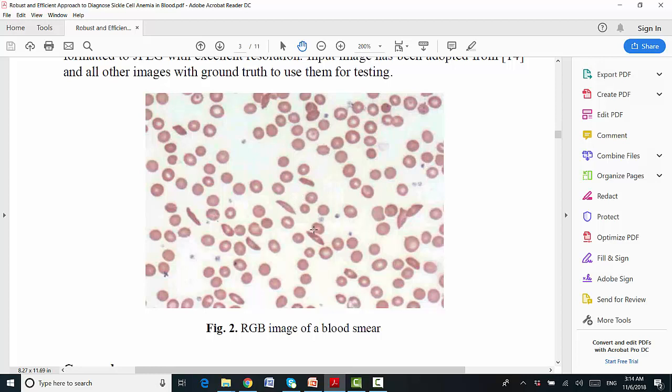We just took a very small red blood cell smear, because in usual images there are thousands, millions of cells. We took a very small one to test, and then we checked it on the bigger samples. So these are the sickle cell anemia cells, as you see here, and these are the rest.